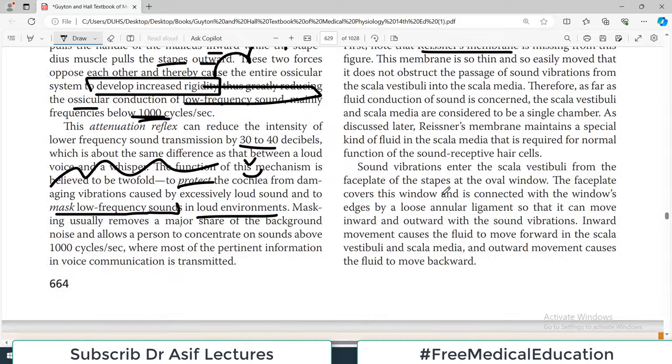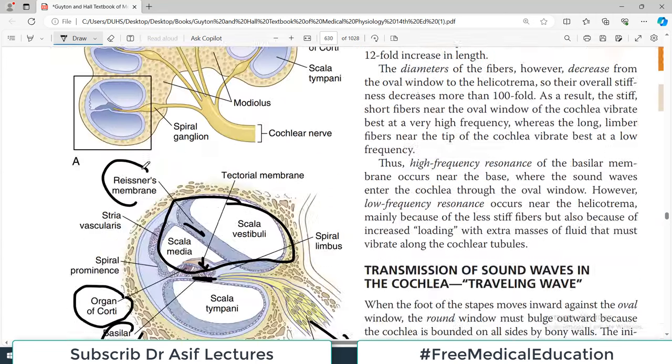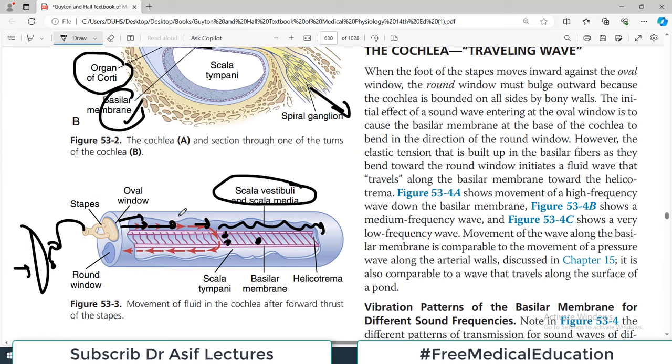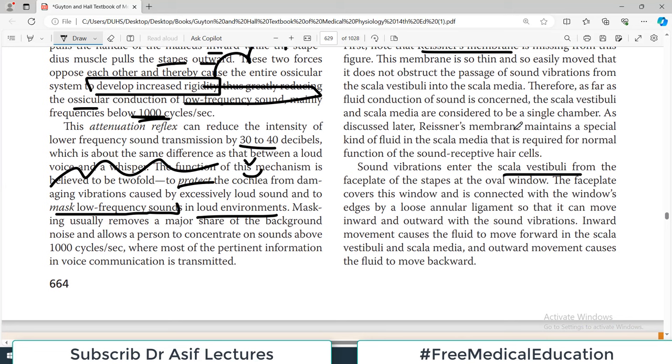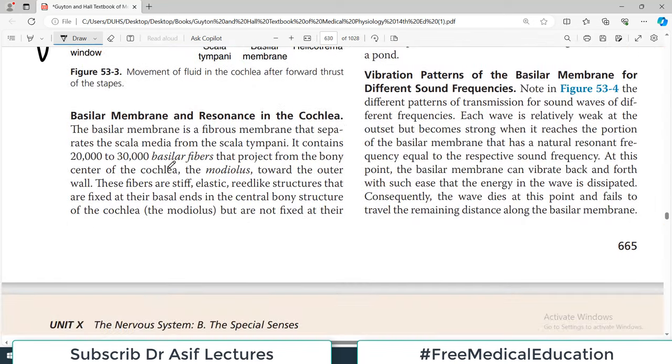Okay. Now the sound vibrations enter the scala vestibuli from the footplate of the stapes. So the stapes that is attached, basically these sound vibrations first enter the upper area, the scala vestibuli. That's the compartment which receives it, because the stapes is attached to the oval window. Inward movement causes the fluid to move forward, in scala vestibuli and scala media. Outward movement causes the fluid to move backward. So the fluid movement has started inside.